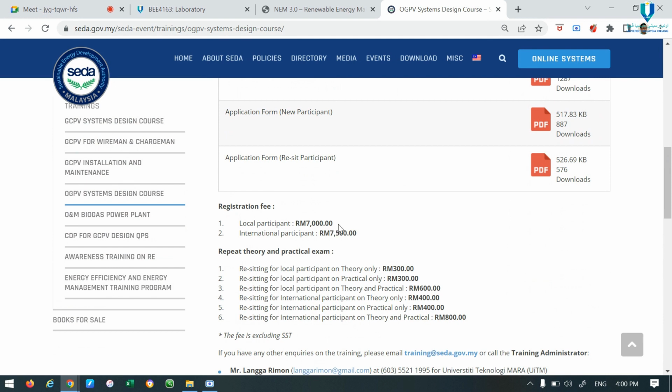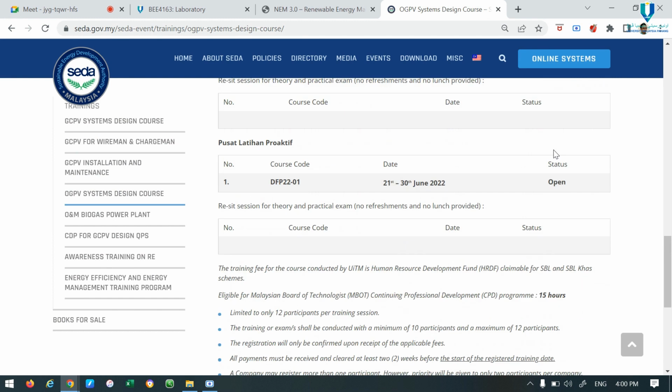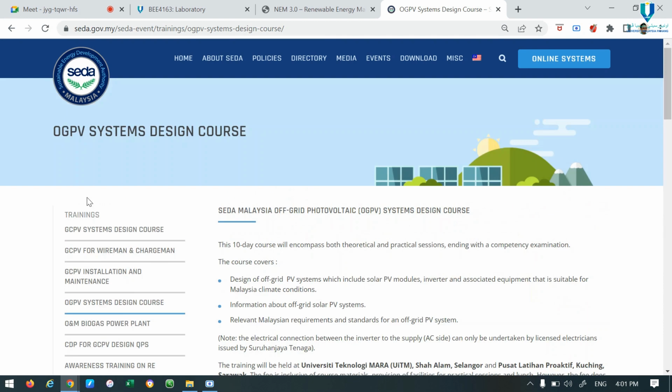Okay? And the problem here is the price itself is 7,000. Lagi mahal daripada JCPV. This for the OGPV, off-grid or standalone SEDA certified. Okay? Lepas tu dia adalah receipting price kan. Itulah passing marks pun quite high. It's 90%, I think it's the same. Okay. Itu saja kos dia.